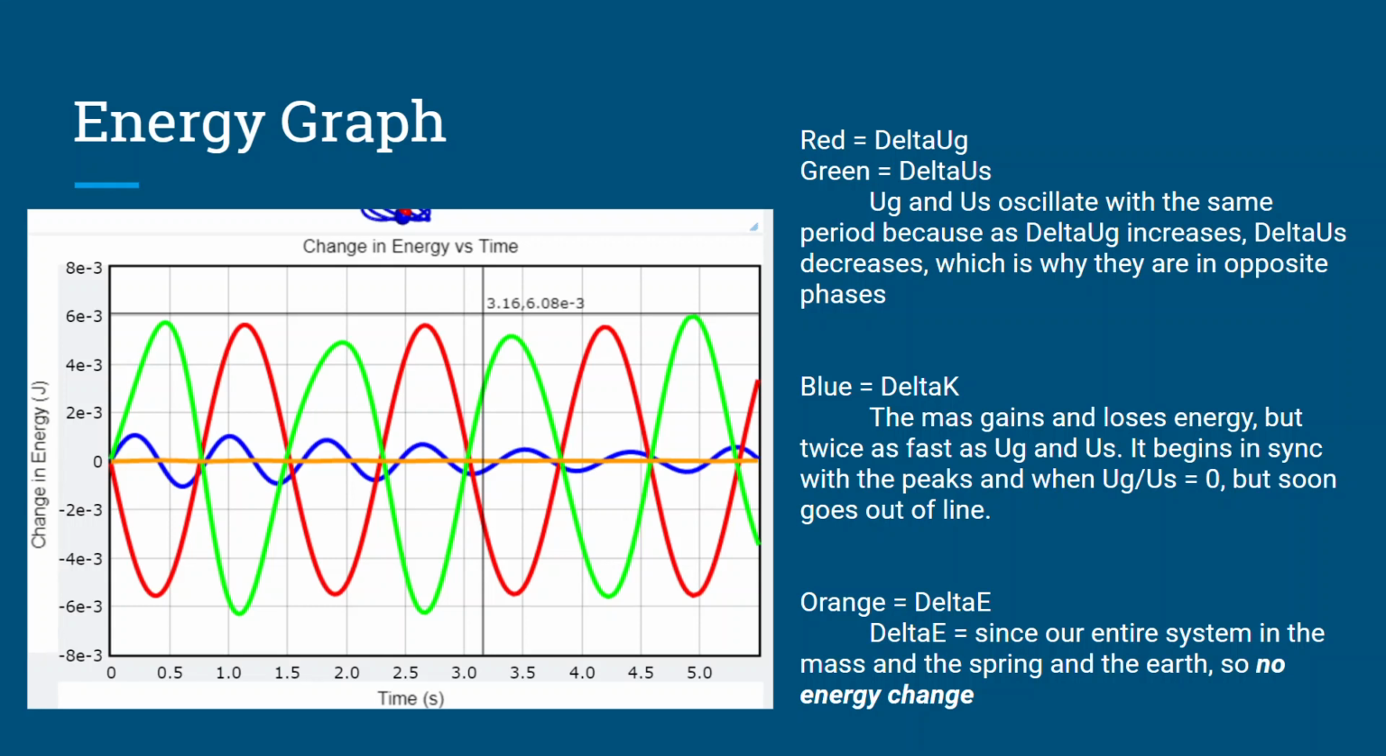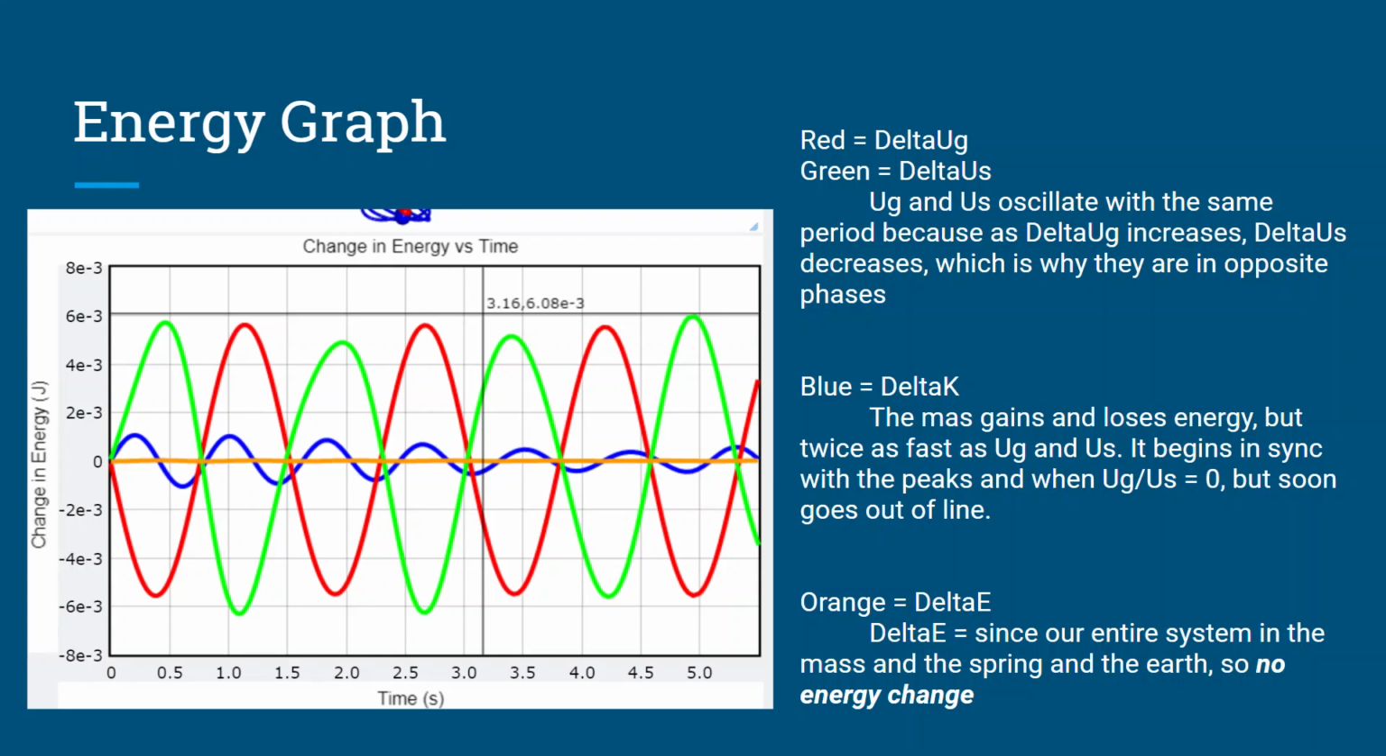The blue line is our delta K, and as the mass gains and loses energy, this is happening twice as fast as the UG and US, it is beginning in sync with the peaks and the points when UG and US are at 0. However, it is slowly decreasing and going out of phase with the other two. This is due to the fact that there is the human error and the error we did not account for.